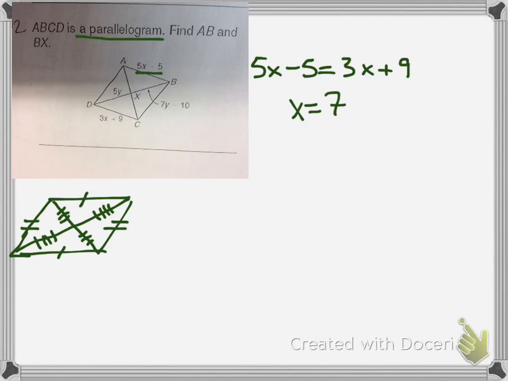Again, we can talk about how you would get that answer. But keep in mind, they're saying find AB. So you need to put this back here and say 7 times 5. So AB is equal to 7 times 5, which is 35, minus 5.